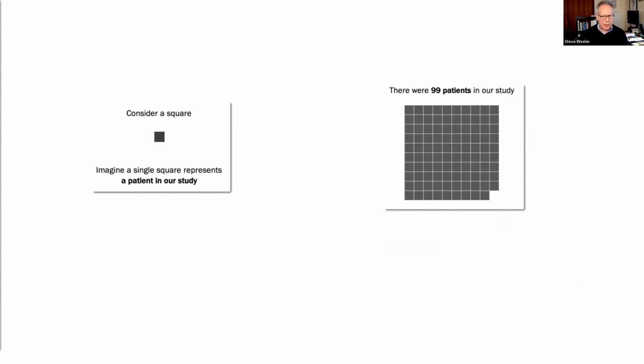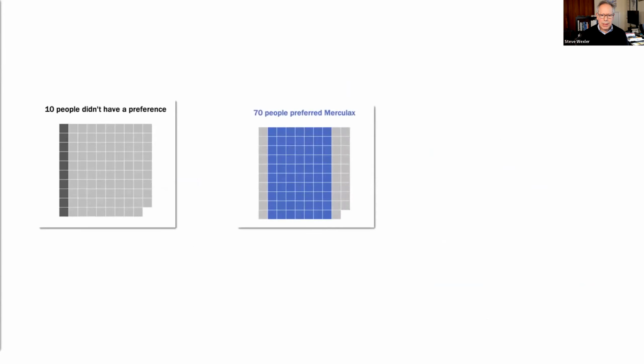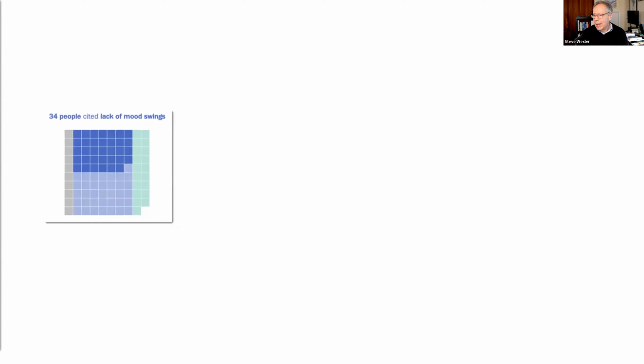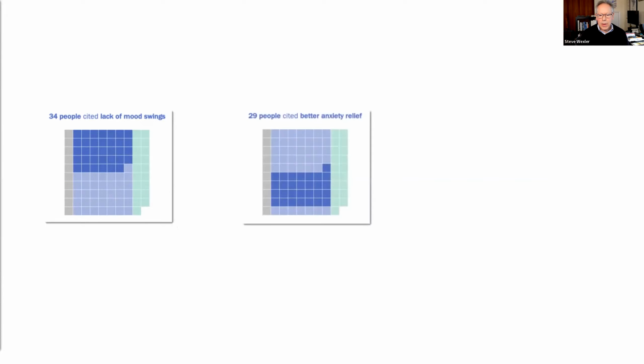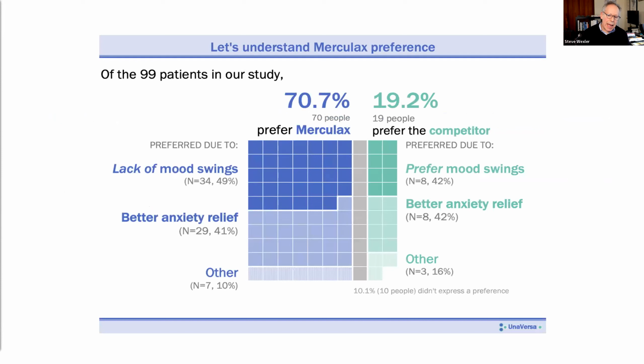Okay, now I'm kind of understanding how the waffle works. 10 people didn't have a preference. 70 people preferred Mercolax. 19 people preferred the competitor. Oh, at this point, I think we're kind of done. Of the people who preferred us, Mercolax, 34 cited a lack of mood swings, 29 cited better anxiety relief, and then the rest said other reasons. And this is how they put the whole slide together.